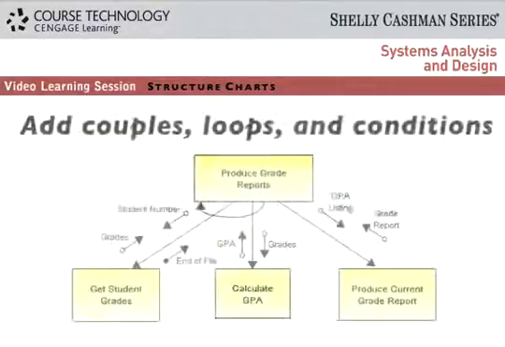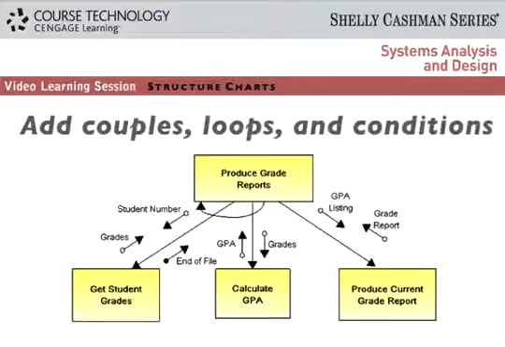Next, add couples, loops, and conditions. To add couples, review the DFD data flows to identify data that passes from one module to another. You also add loops to show repetition and conditions to show alternative actions.